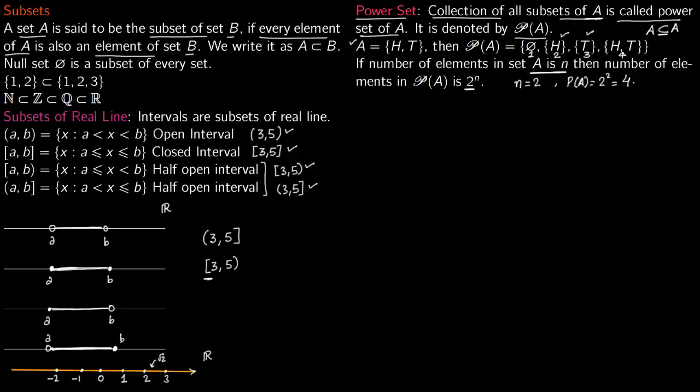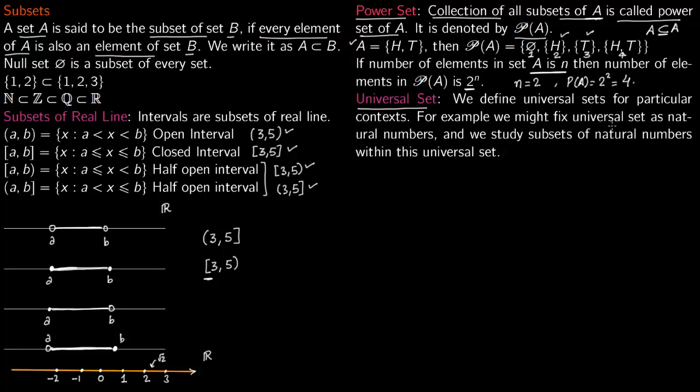Now we talk about the universal set. In some cases we have to define big sets, and these big sets we call universal sets. These universal sets are needed for particular contexts. For example, you might fix the universal set as natural numbers, and then you might want to study subsets of natural numbers within this universal set. For example, you might want to study even numbers, or odd numbers, or prime numbers. But the big set you have fixed is natural numbers.